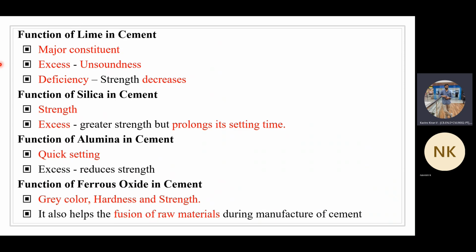So this is how the functions of lime, silica, alumina, and ferrous oxide take place in the cement manufacturing process. And these are the functions and importance of all these raw materials.